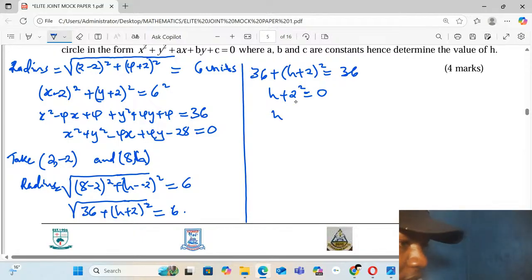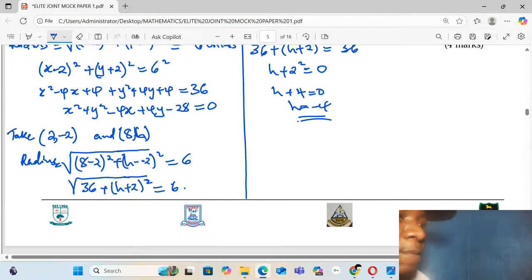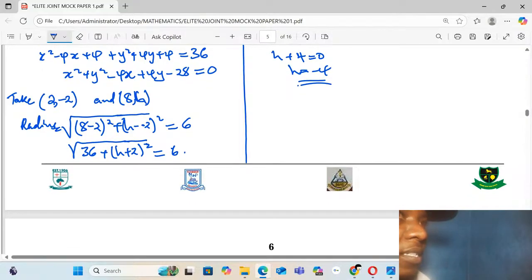(h + 2) squared. Now 2 squared, we have 4. So h will be plus 4, since 2 squared is 4. h plus 4 equals 0. So h becomes negative 4. After squaring, 2 squared we get 4. So h becomes negative 4 when it moves to the other side. That is how you arrive at your final answer.